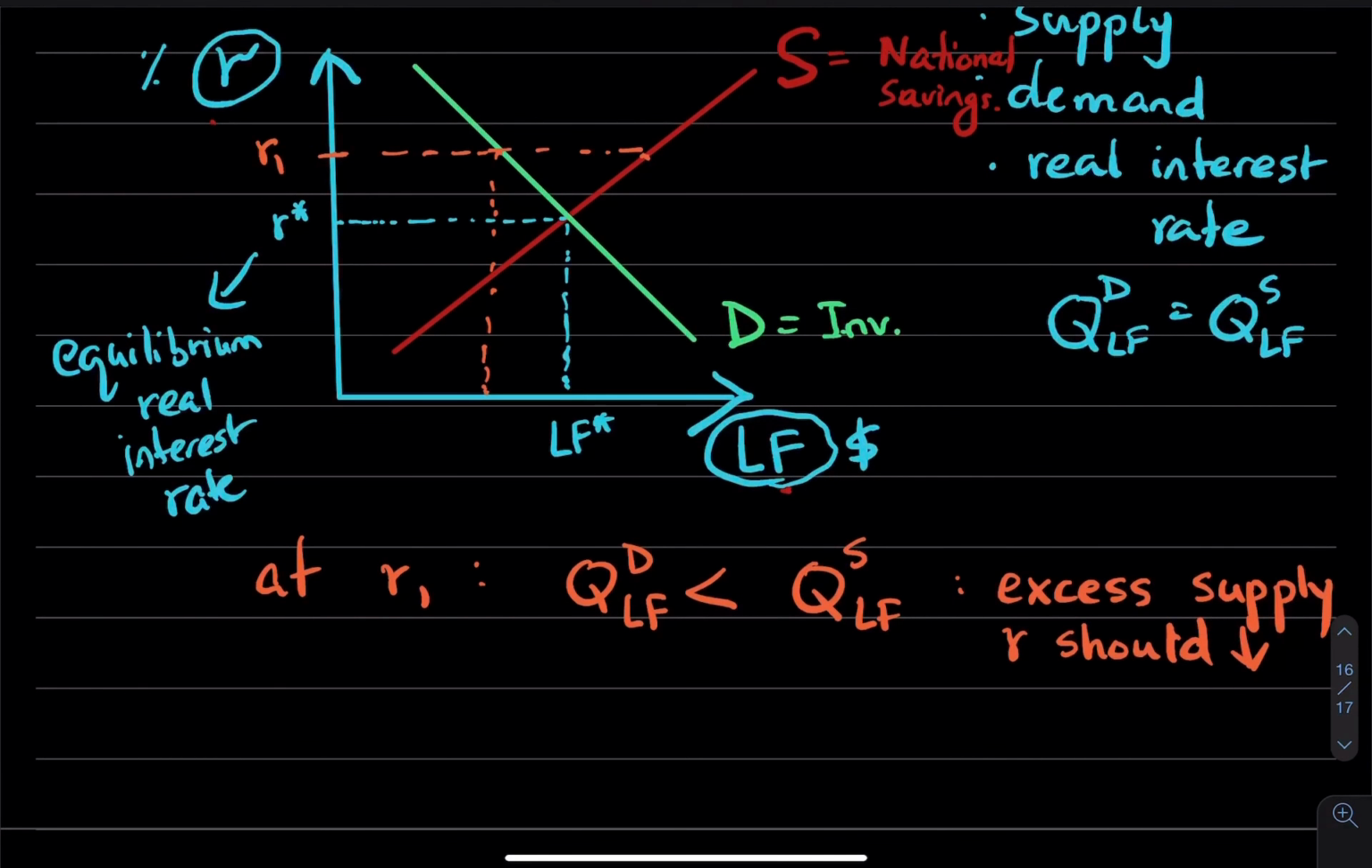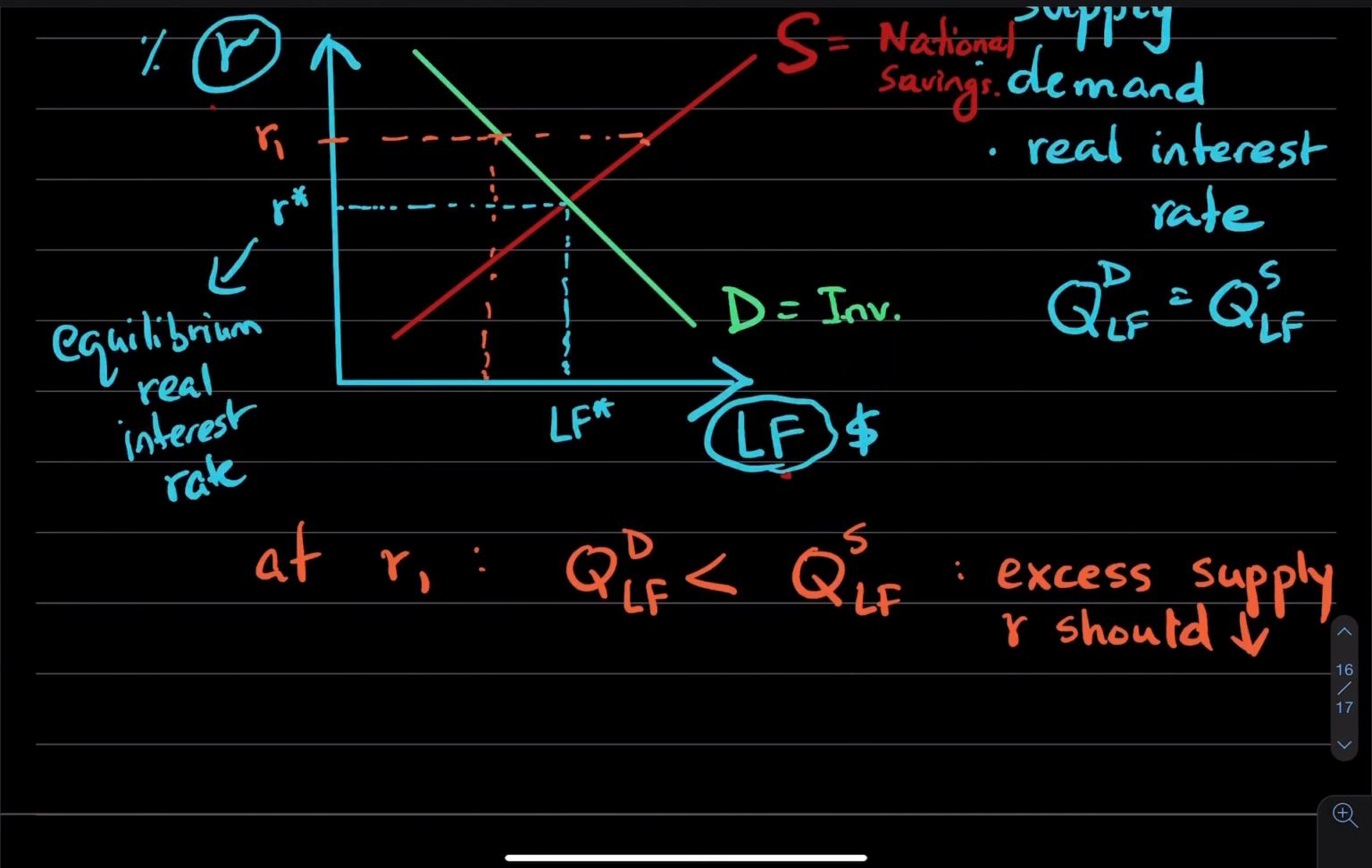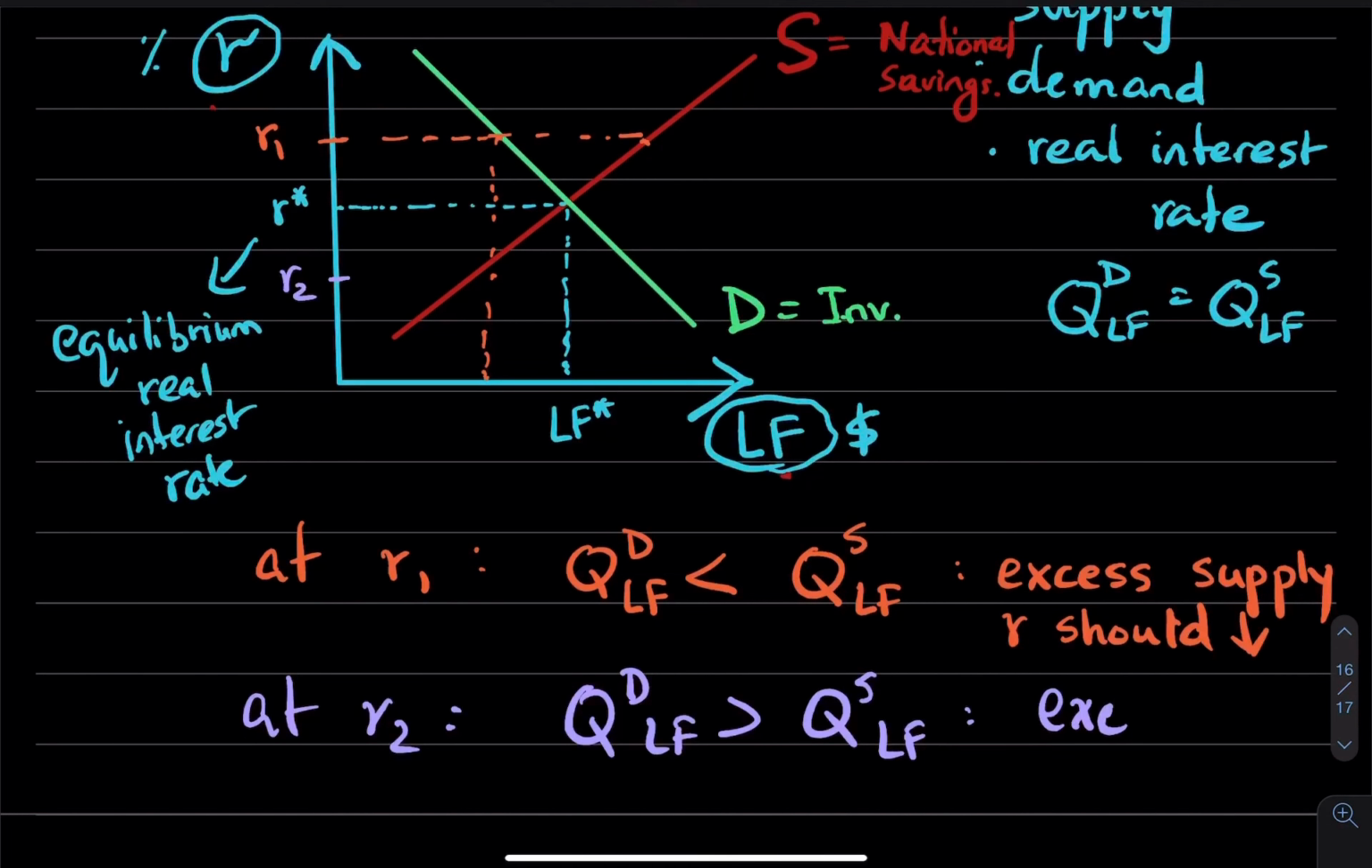Similarly, you could think about another point which is below R star, let's say at R2. So at R2, what's going on? At R2, the quantity demanded of loanable funds is greater than the quantity supplied of loanable funds. So this is excess demand. And whenever there is excess demand, the price would adjust to bring about equilibrium. So R would rise, in fact, to bring about equilibrium in the market.